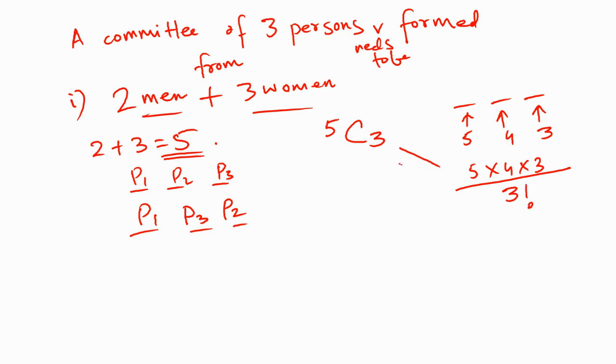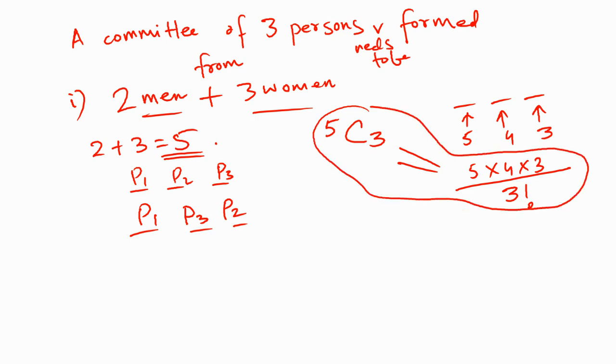These two are the same thing. 5c3 means 5 times 4 times 3 divided by 3 factorial. What is the formula for 5c3? 5 factorial divided by 3 factorial times (5 minus 3) factorial. Basically, 5 minus 3 factorial is 2 factorial, and this is 5 factorial. So this 2 factorial gets cancelled, and it will be 5 times 4 times 3 divided by 3 factorial.